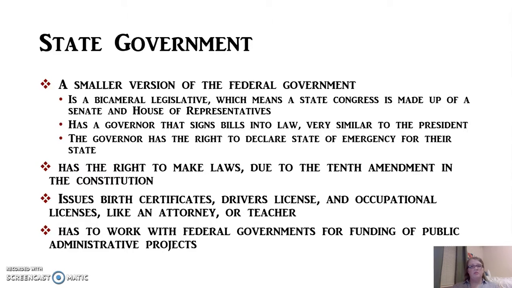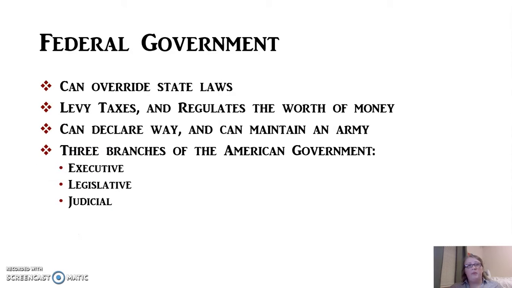Also, state government sometimes does not have the funding for certain things, so they will look to the federal government for funding, especially in public administration projects, so roads, bridges, parks, things like that. Now, the big kahuna, federal government. Federal government can override state laws. So if a state puts in, like, let's say, gay marriage, that was a big thing a couple years ago. A couple states had allowed for gay couples to marry, but a good portion of American states had not.